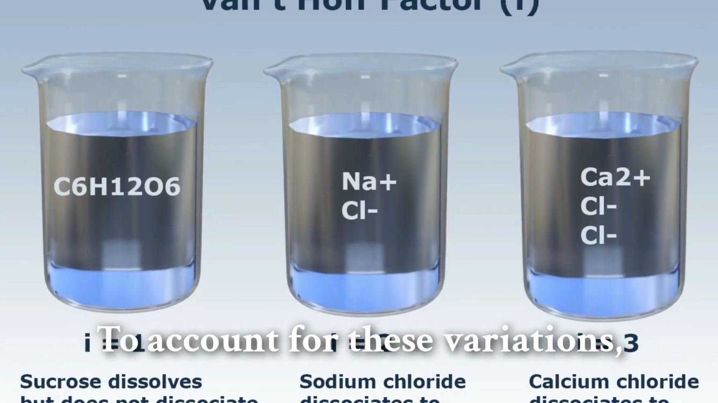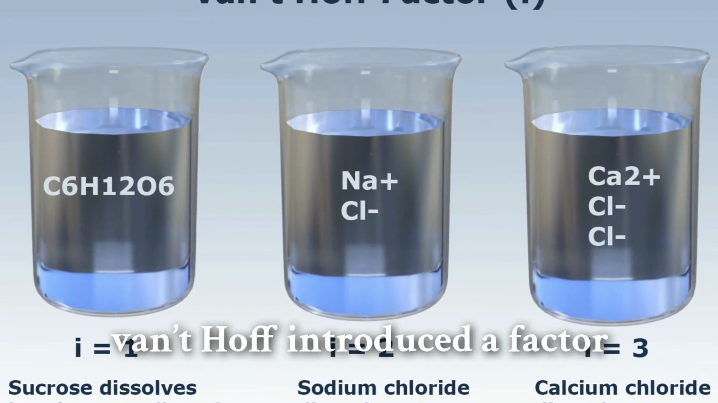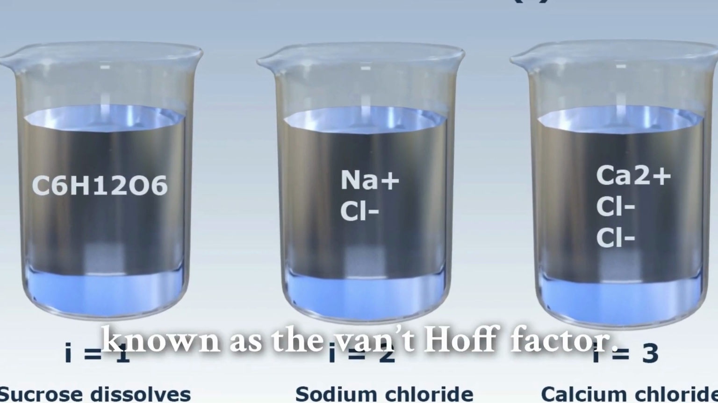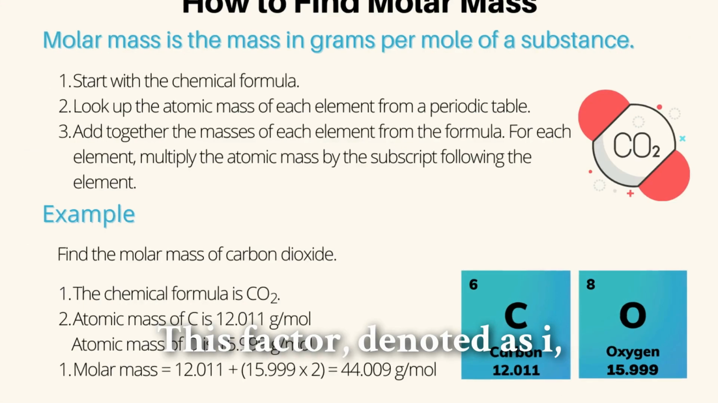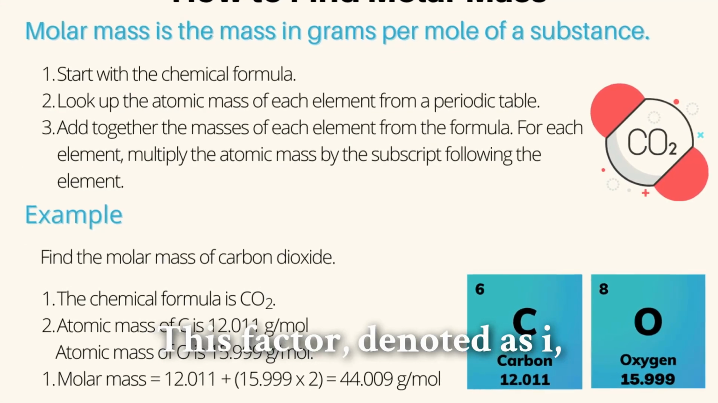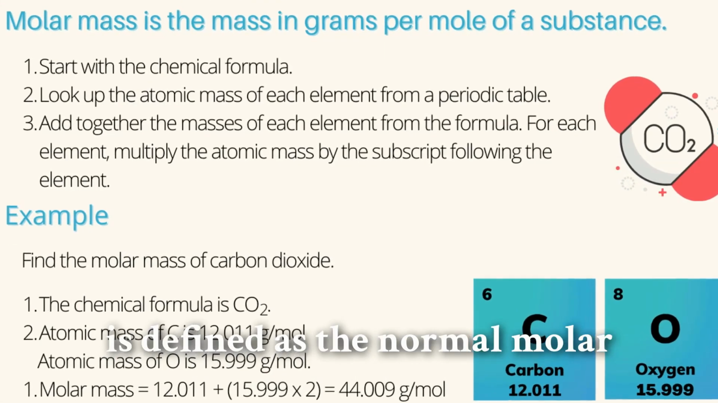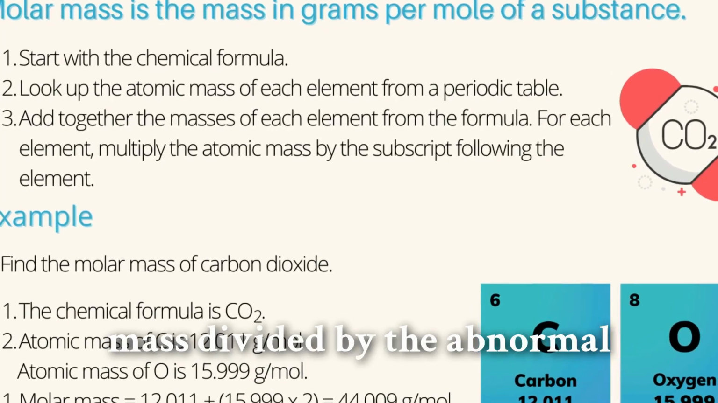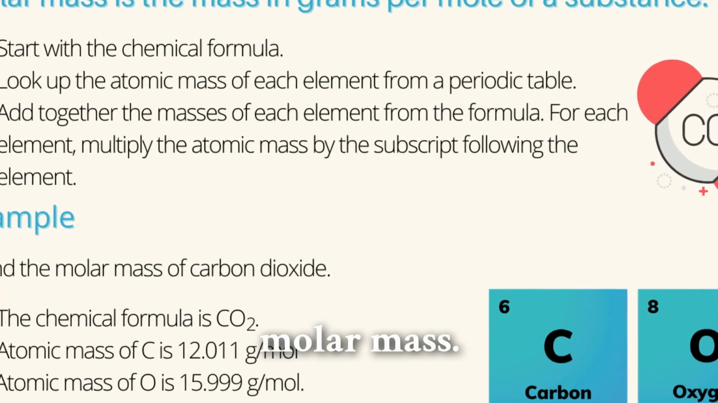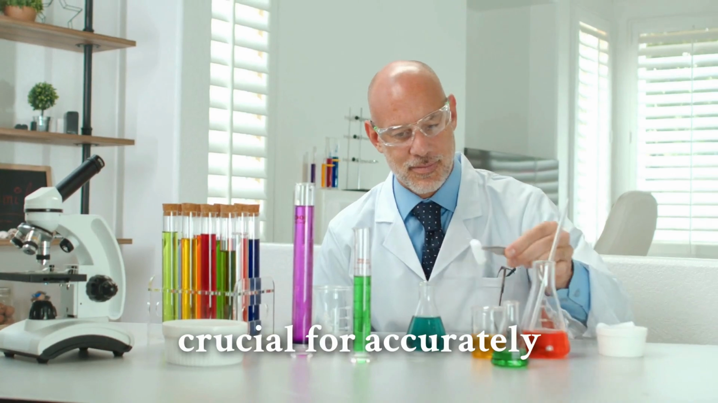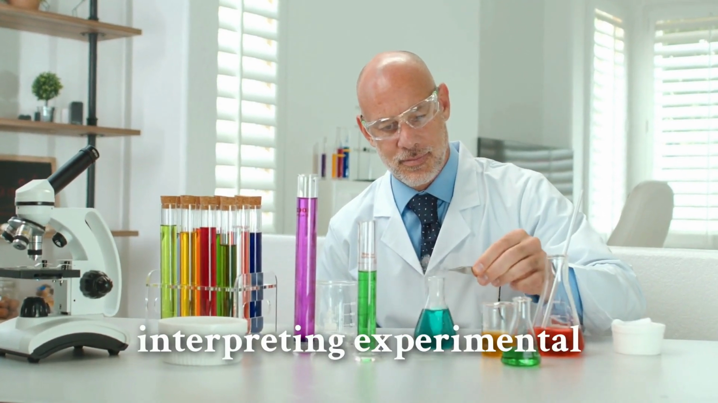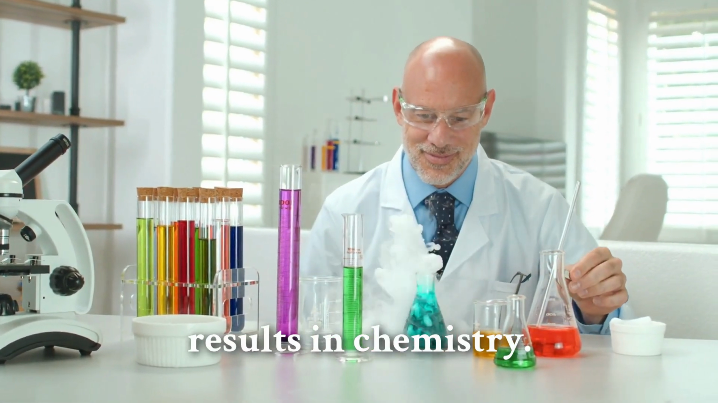To account for these variations, Van't Hoff introduced a factor known as the Van't Hoff factor. This factor, denoted as i, is defined as the normal molar mass divided by the abnormal molar mass. Understanding this factor is crucial for accurately interpreting experimental results in chemistry.